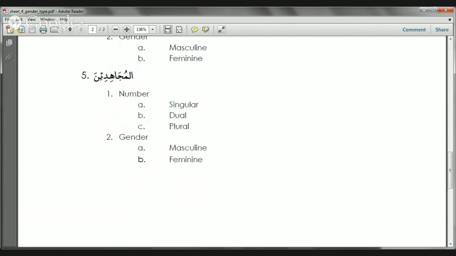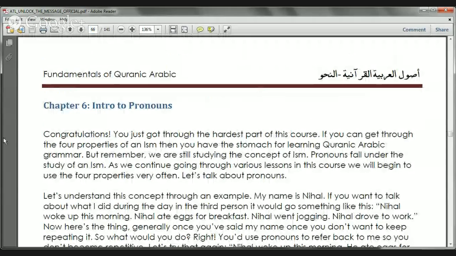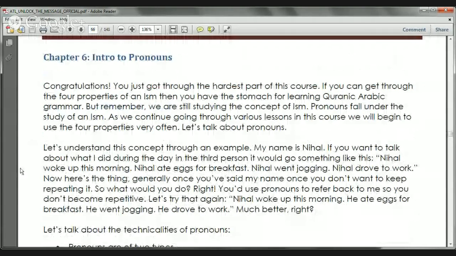Let's go on to the new lesson, which is going to be page number whatever pronouns is. Pronouns is chapter 6, intro to pronouns. Page 66. Bismillah.